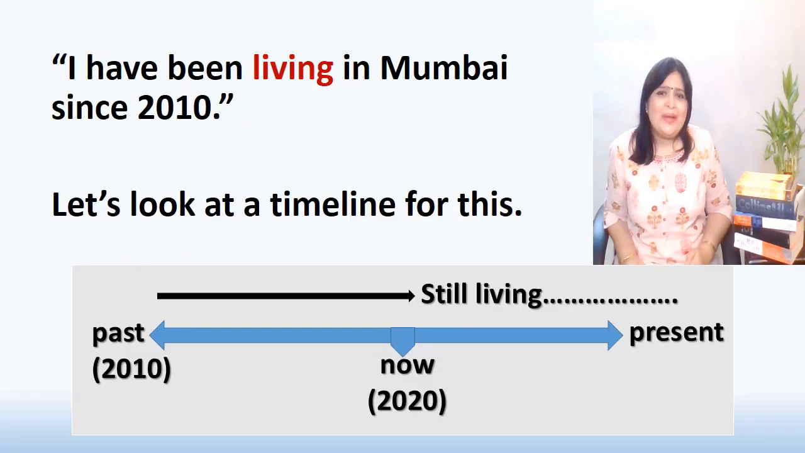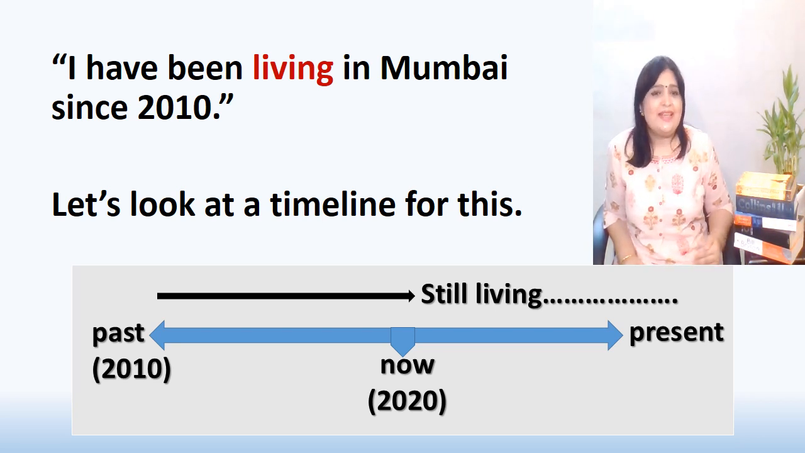Now let us look at an example to understand present perfect continuous form. I have been living in Mumbai since 2010. This is our sentence. Let's look at a timeline for this. Timeline आपको पता है क्या होता है? समय का गाड़ा means इतने समय में ऐसा हुआ. चलिए हम वो देखते हैं.